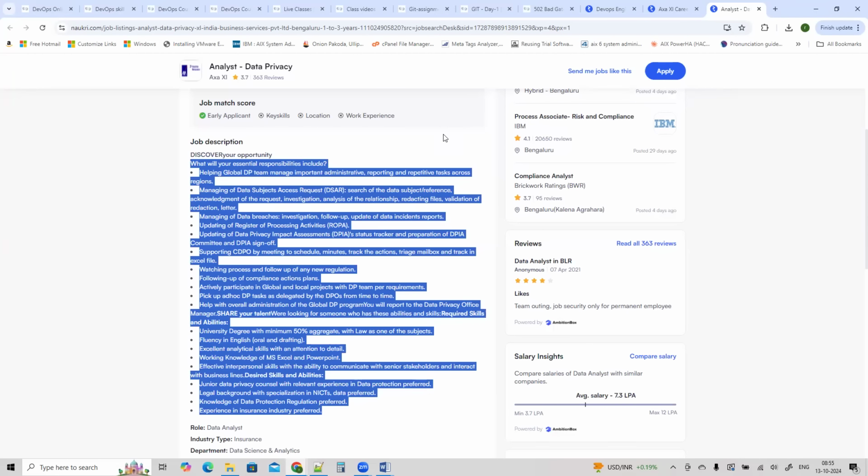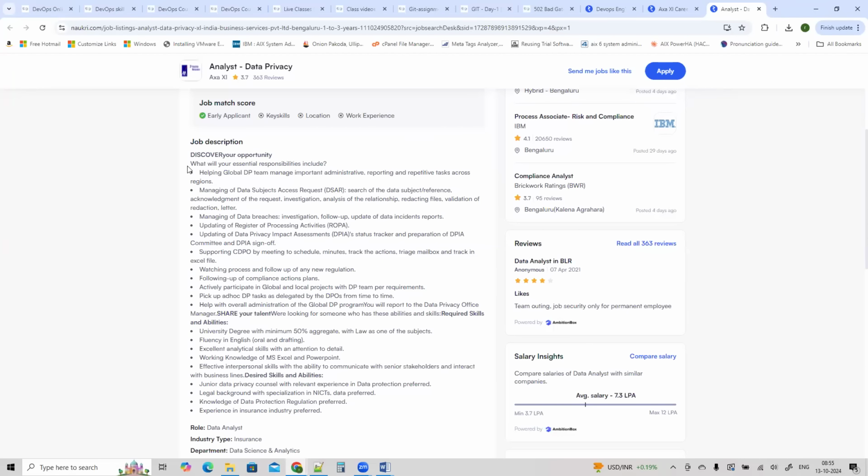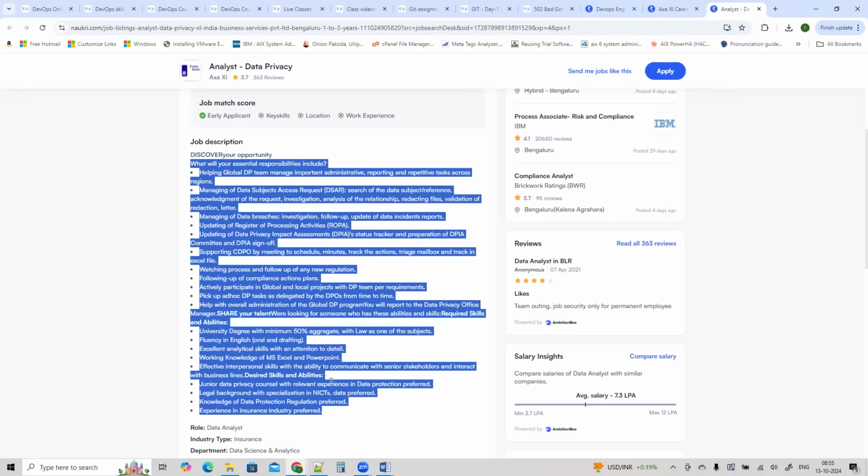We'll help you with how to do that, all these things. This is their requirement, so we'll also help students create the interview questions on this: what questions are possible on the tasks, roles and responsibilities, or the skills, whatever it is.